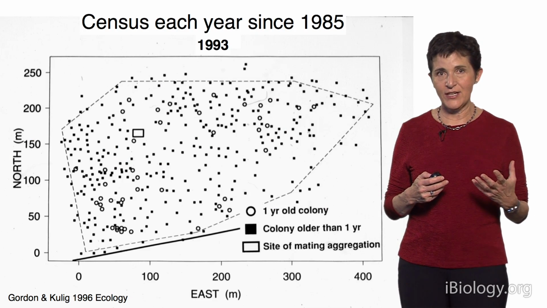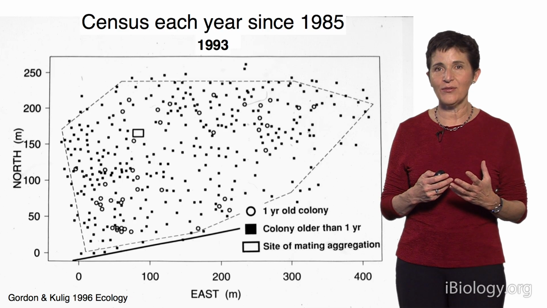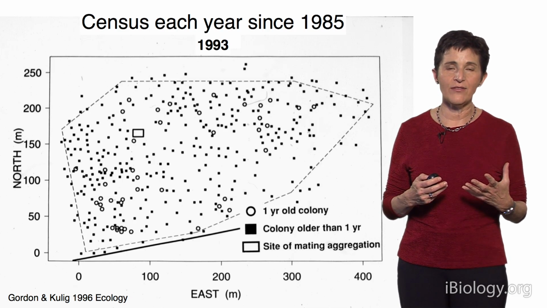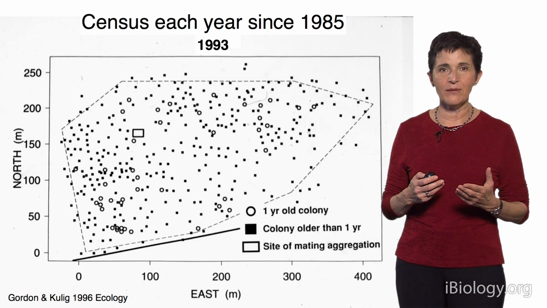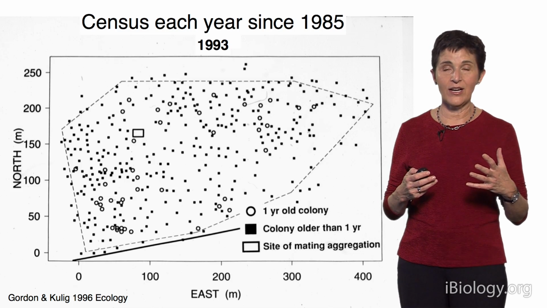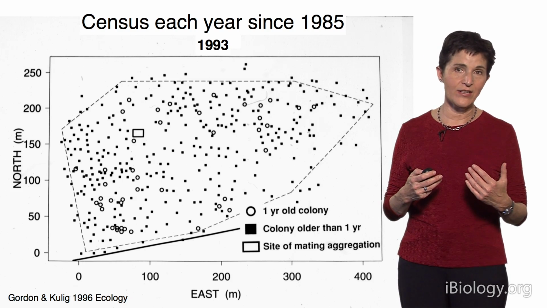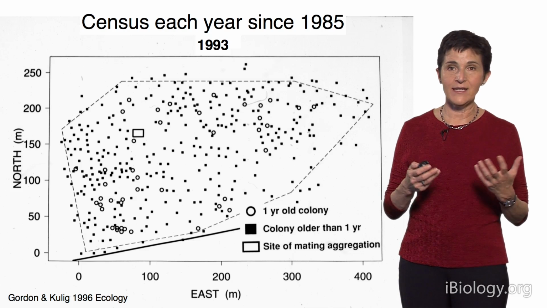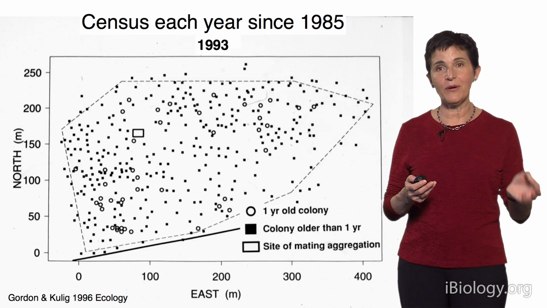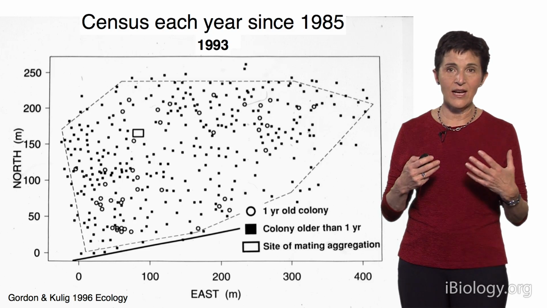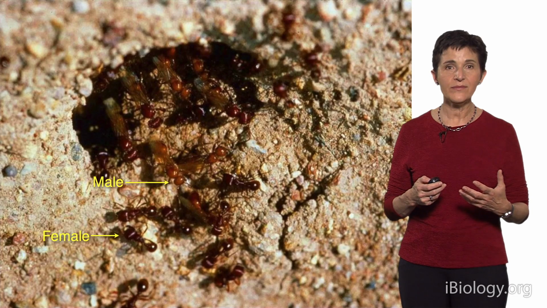This is a map of my study site. This is the map from 1993. And I have mapped this population every year since 1985. The map shows a road along the bottom, and every point in this map is the location of another colony. And every year I go out and find all the colonies that were there the year before, that are on the map from the year before. I take off the ones that have died, and I put the new ones on. And so in this way, I've been able to track these colonies for many years.